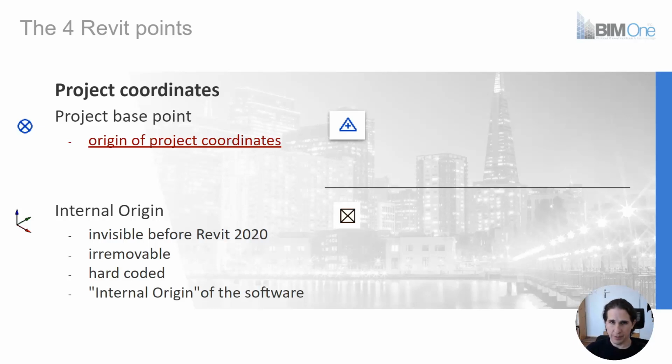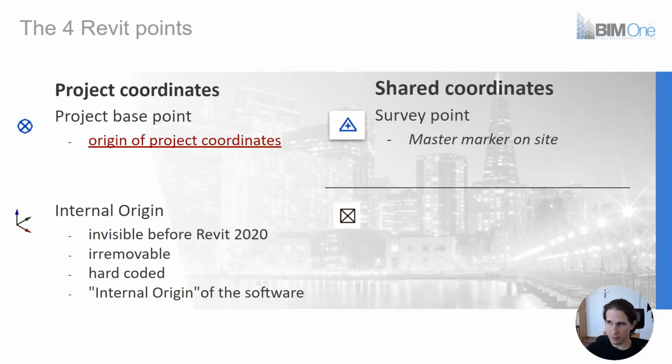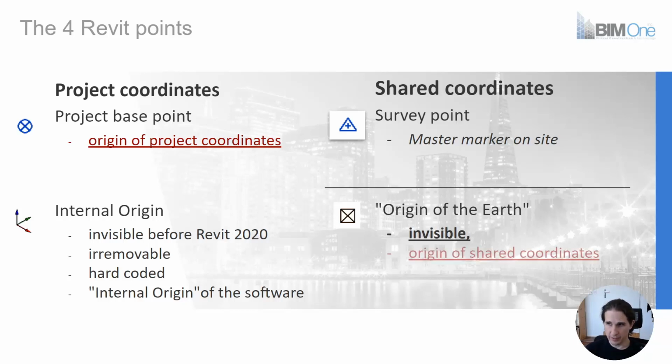In the second system, the global system, the shared coordinates, you have the survey point. It's a master marker on site. It provides you a context to reality on the project site. You also have the origin of the Earth. This one, not a lot of people get it because you don't see it. It's something that is invisible. It's the origin of the shared coordinates, and we'll demonstrate that in a bit. But what you need to remember from this session is that the Earth's origin is the origin of the global system, and the project base point is the origin of the local system.